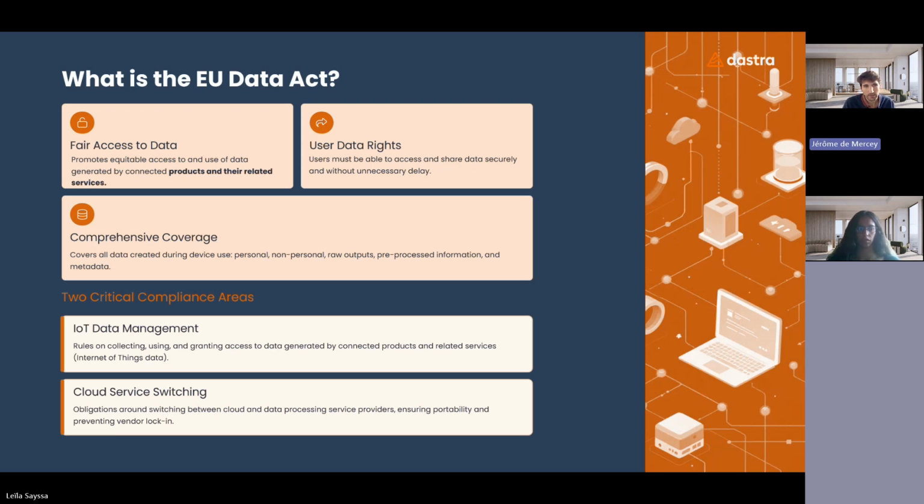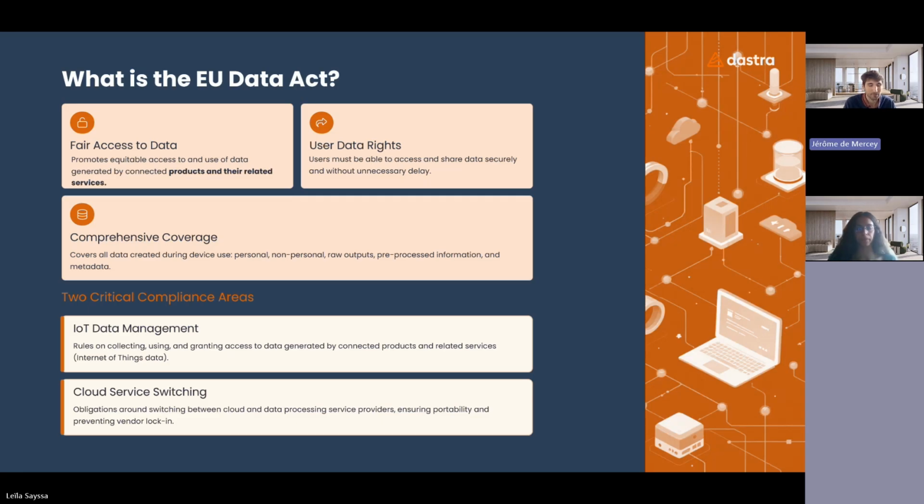The first is IoT, the Internet of Things data management. There are specific rules in the Data Act for the Internet of Things. So what is the Internet of Things? It's a material device, and all the data generated through a device, a material device, like a watch, for example, a connected watch.